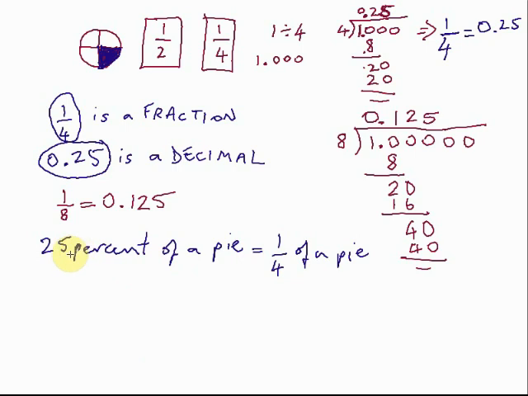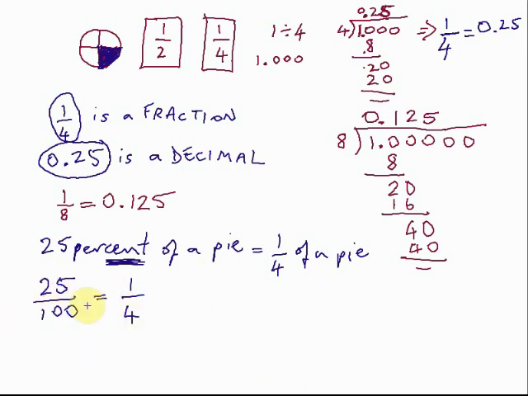How so? Well, 25 per cent. Cent just means, as in the US currency, for example, cent means 100th. Per 100. 25 per 100. Now that means the per means divided by. 25 divided by 100 of a pie is equal to a quarter of a pie. Now, is that true? Let's just check it out.